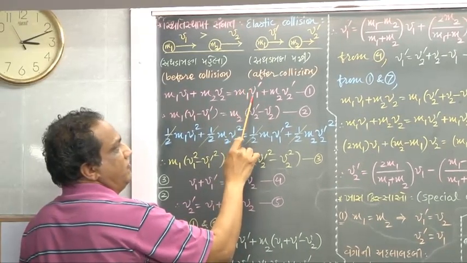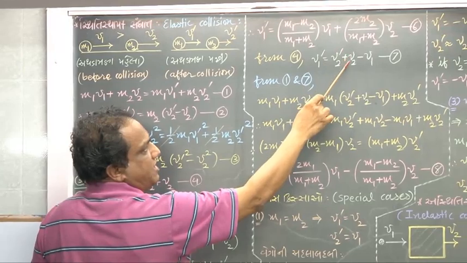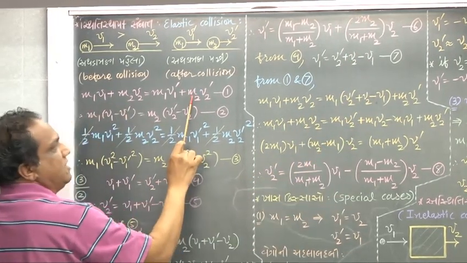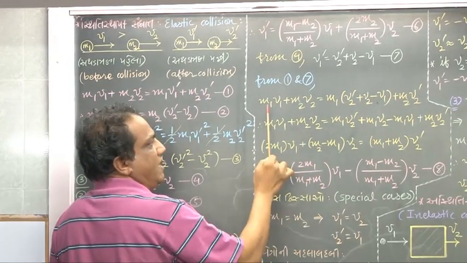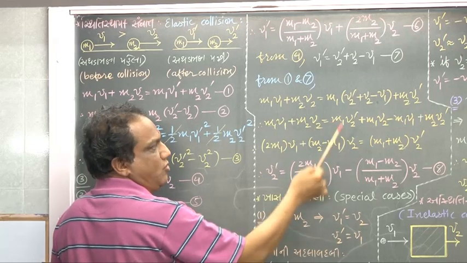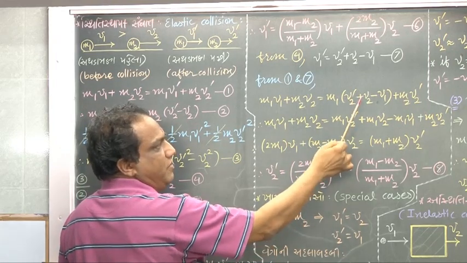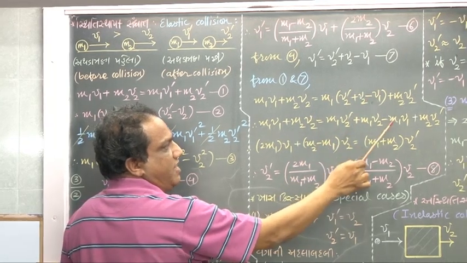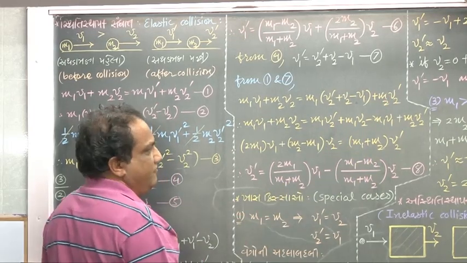That equals m1 into v1 dash. V1 dash is how much? v2 dash plus v2 minus v1, and plus m2 v2 dash. Fine. m1 v1 plus m2 v2 as it is. Open the bracket here: m1 v2 dash plus m1 v2 minus m1 v1 plus m2 v2 dash.